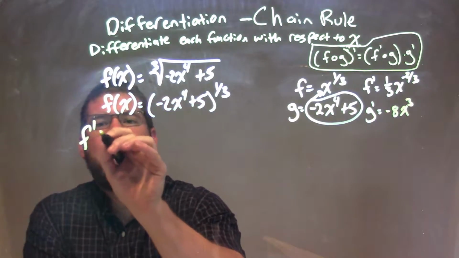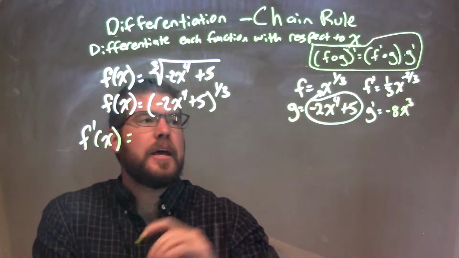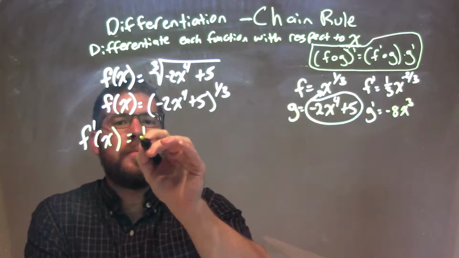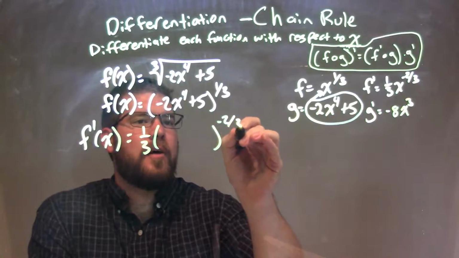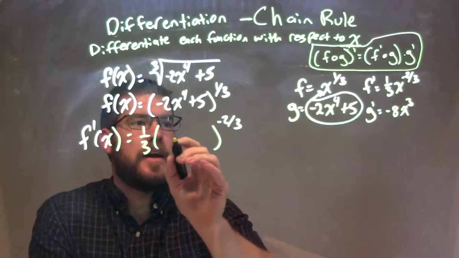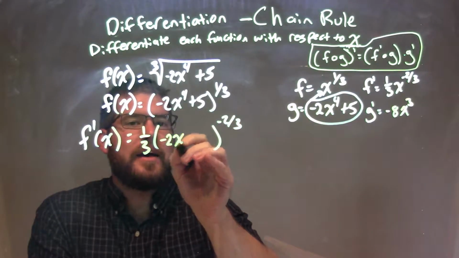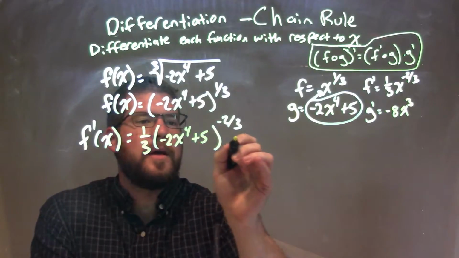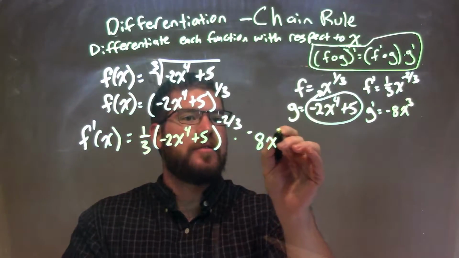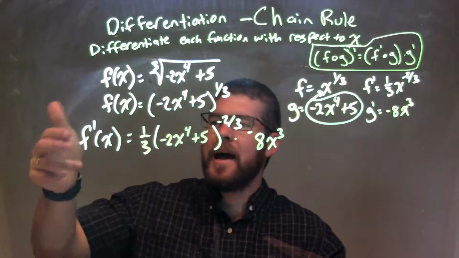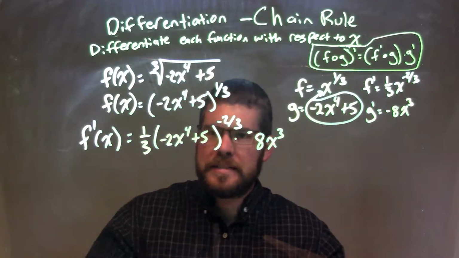So I have f prime of x here equals f prime of g, f prime 1/3, parentheses, whatever that x is, to the negative 2/3 power, and then I'm going to put g on the inside here, g being negative 2x to the fourth plus 5. I need to multiply that by g prime, which is negative 8x to the third. And so at this point, I have my derivative, but I want to simplify that.